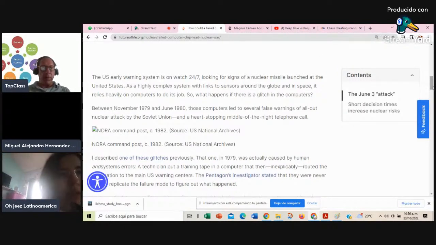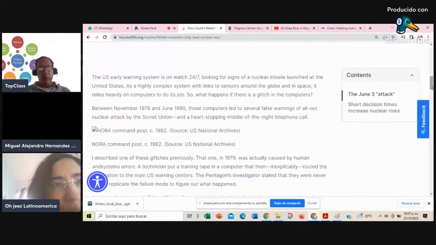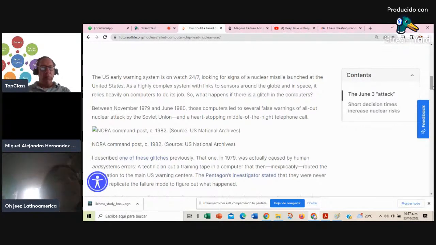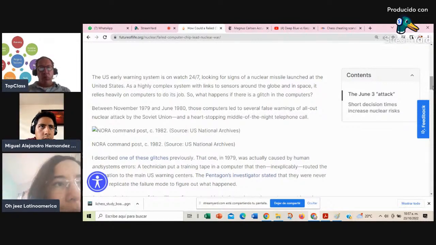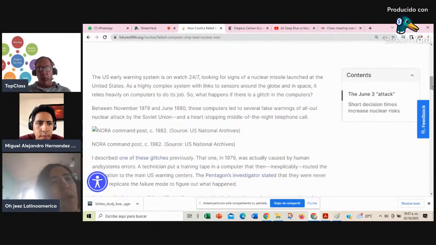Okay. The US early warning system is on watch 24/7 looking for signs of a nuclear missile launch at the United States. As a highly complex system with links to sensors around the globe and in space, it relies heavily on computers to do its job. So what happens if there are glitches in the computers? Between November 1979 and June 1980, those computers led to several false warnings of all-out nuclear attack by the Soviet Union.